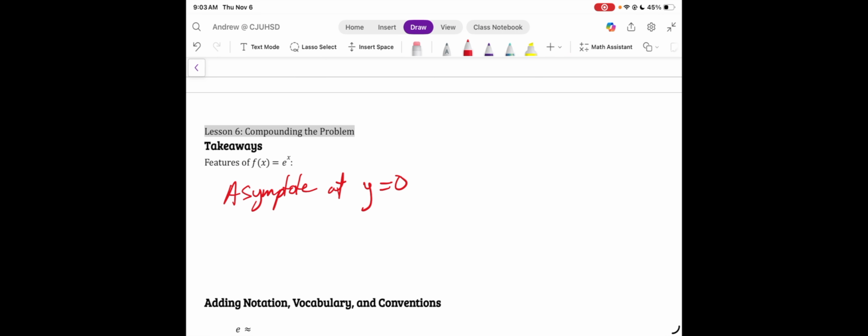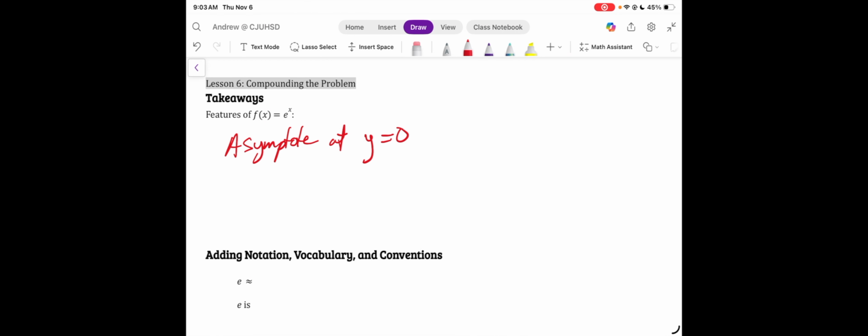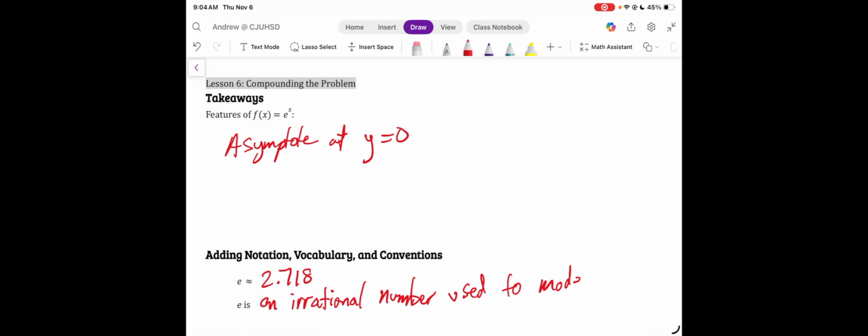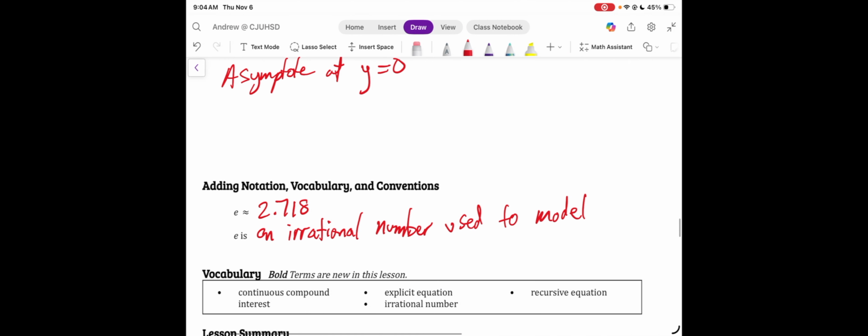Okay, so e is about 2.718. e is an irrational number. It means you can't write it as a fraction. Irrational number used to model growth and decay in sort of natural situations.